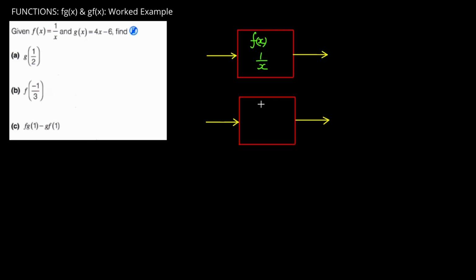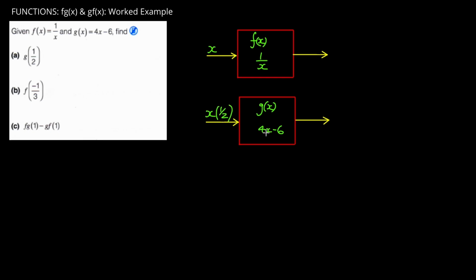And the bottom box here is the g function, so this is g of x, and its rule is 4x minus 6. Now, to get those values 1 over x and 4x minus 6 on the output of the box, we need to have x on its input. So part A asks us to find g of a half. So our value of x going into the g box is now a half.